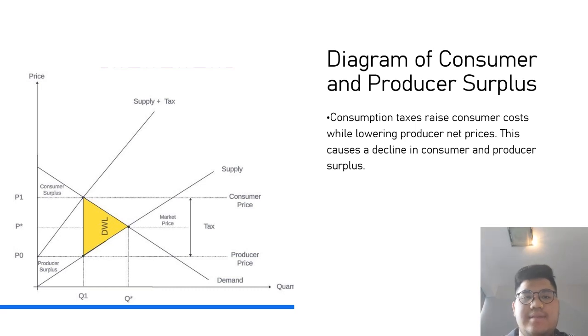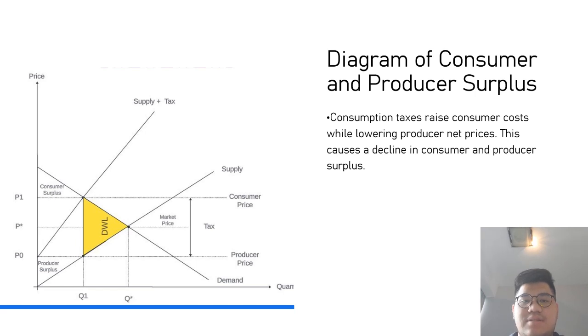Let's start by examining consumption tax. In this diagram, we have consumer surplus represented by the area above the price and below the demand curve, and producer surplus represented by the area below the price and above the supply curve. When a consumption tax is imposed, the supply curve shifts vertically upwards by the amount of the tax.